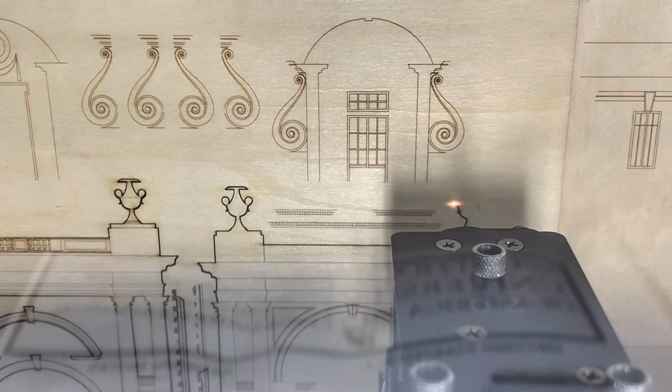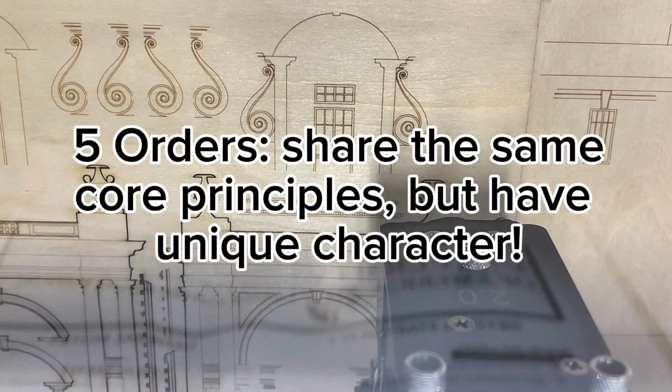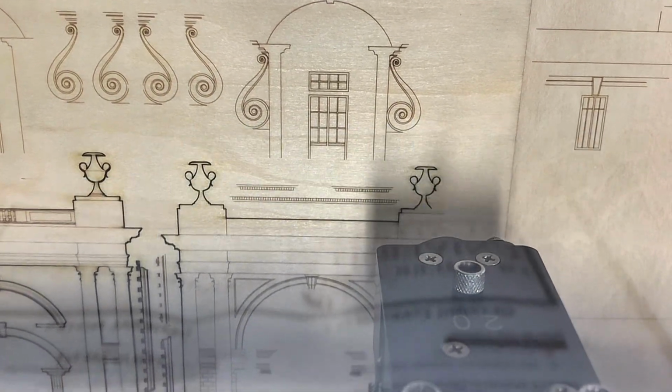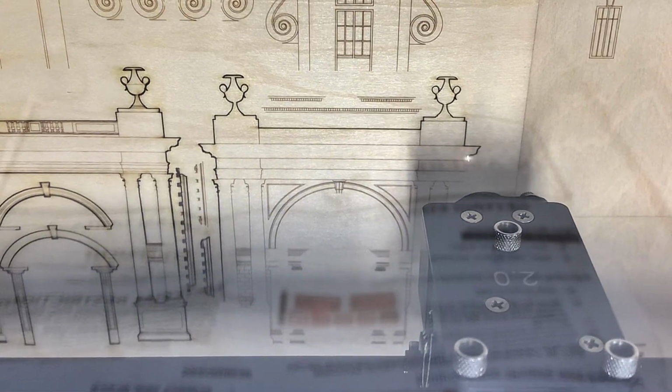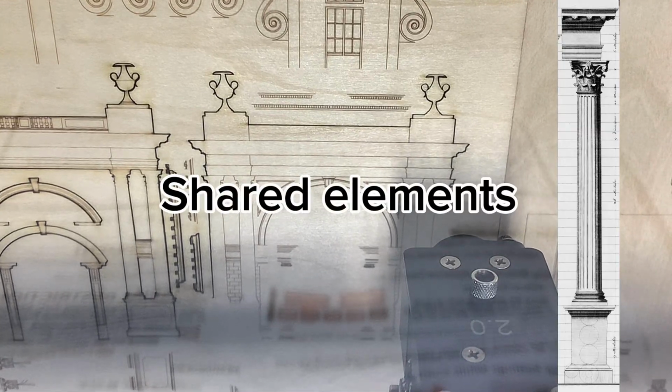What exactly do these 5 classical orders look like? Although they all share the same underlying principles, each of them has its own proportions, ornamental character, and architectural personality. Over time, architects learn to choose the order that's best suited to the purpose and expression of a building. Before we examine each order individually, let's first look at the elements that they all have in common.